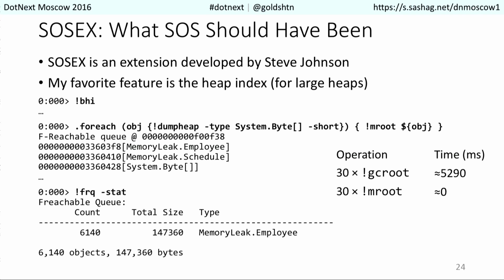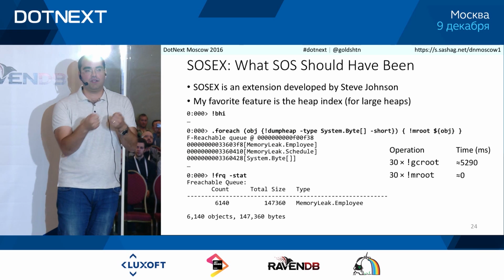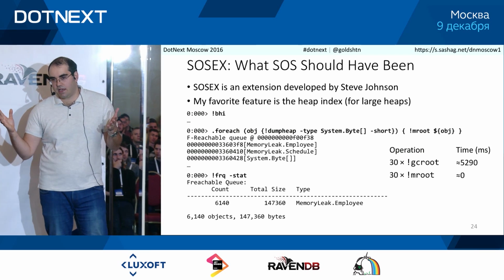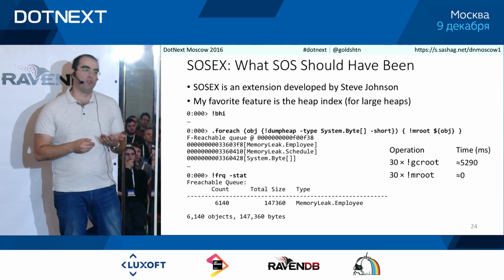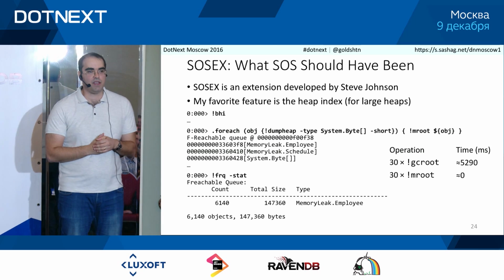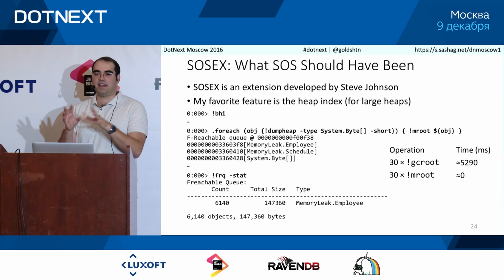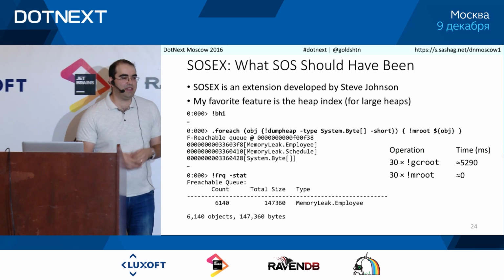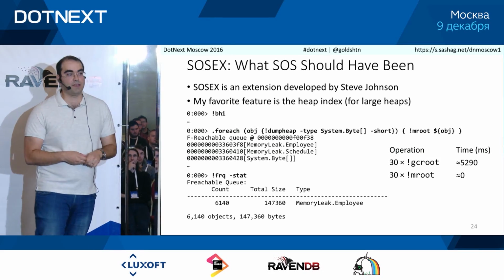One feature I really like in SOSEX is heap indexing. If you have a very big .NET heap and you want to look at objects, you want to see which objects are referencing other objects, if the heap is like 10 gigabytes, every command you run is going to be very, very slow because there's lots and lots of objects on the heap. So what Steve does is he builds an index first, like in a database. He builds an index of the heap so you can do stuff faster later.